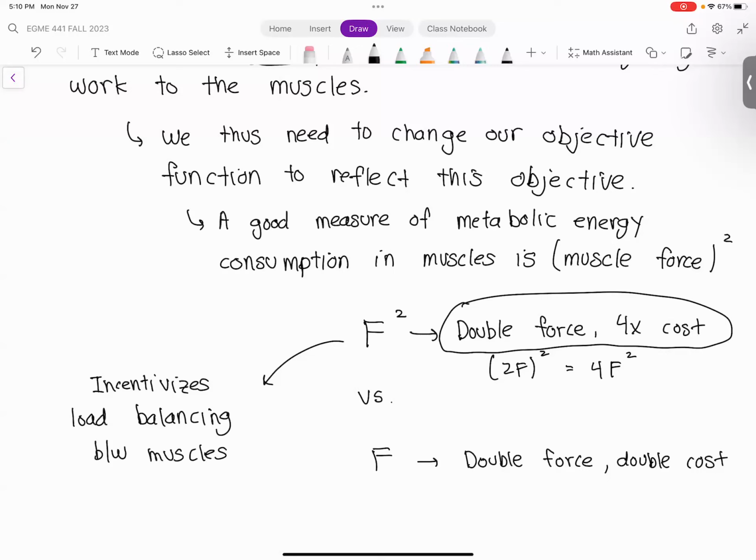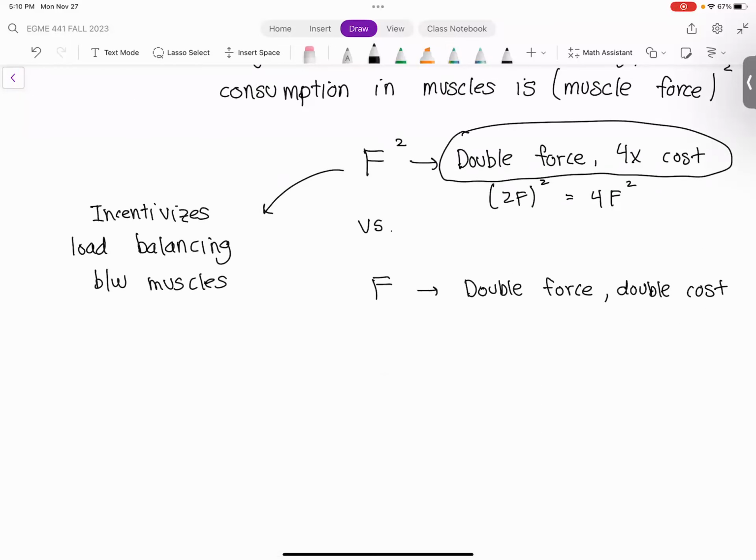Because a solution where the gastrocnemius does all the work is going to have an insane amount of cost, because as we increase the gastrocnemius force, that 2,500 becomes squared, which is long. So that's roughly how metabolic energy consumption works in the body. It's roughly F squared. It's not exactly F squared, but it's much closer to that than linear. And so that gives us a hint of what our new objective function is going to be.